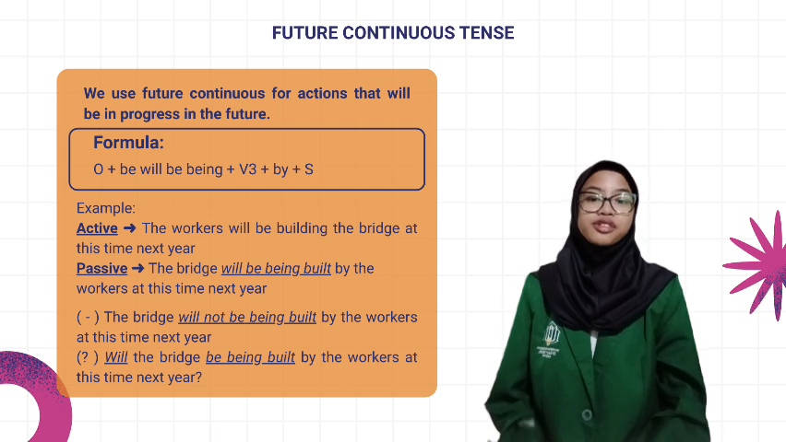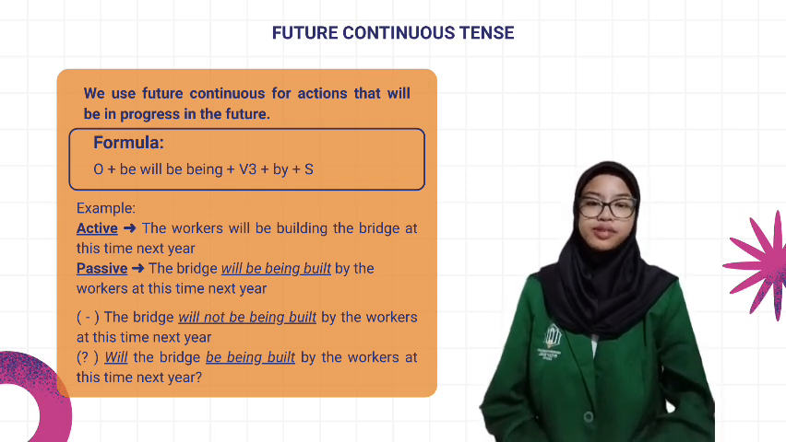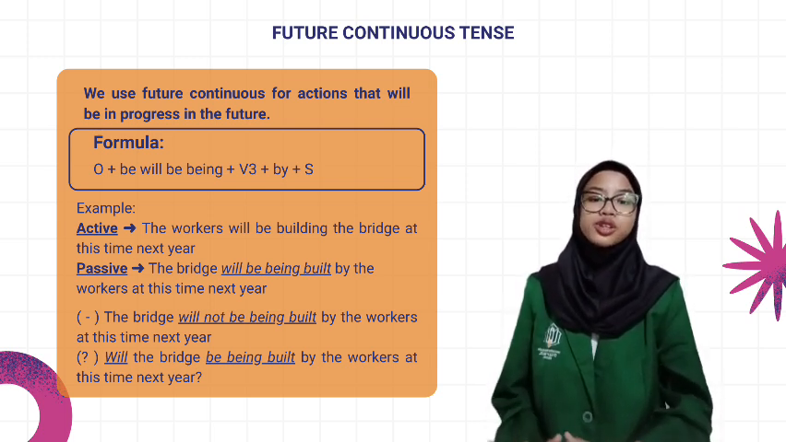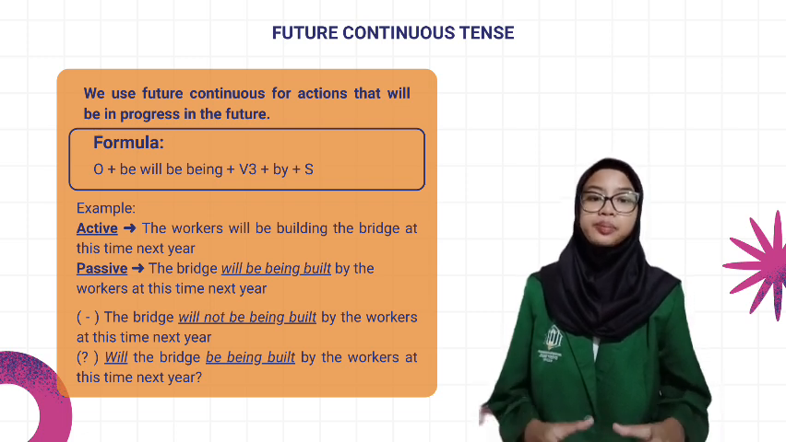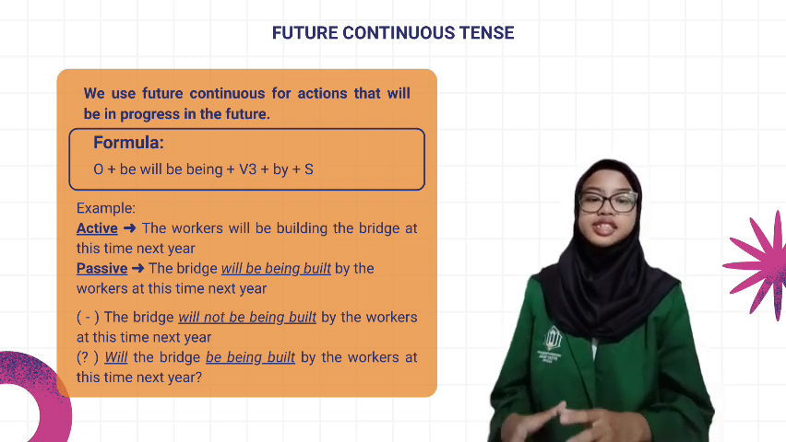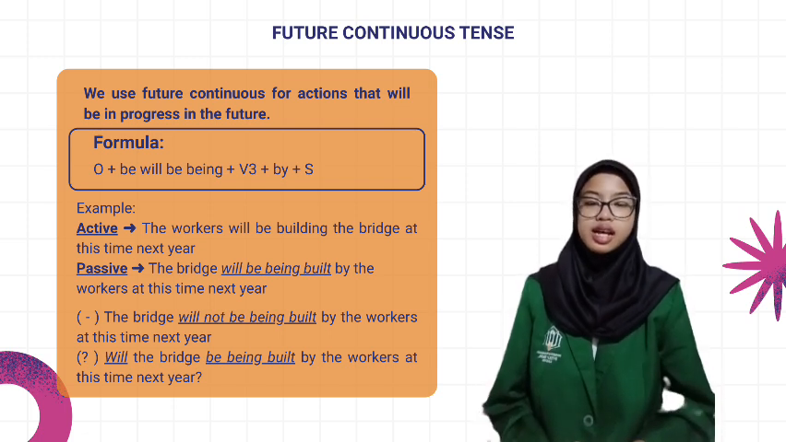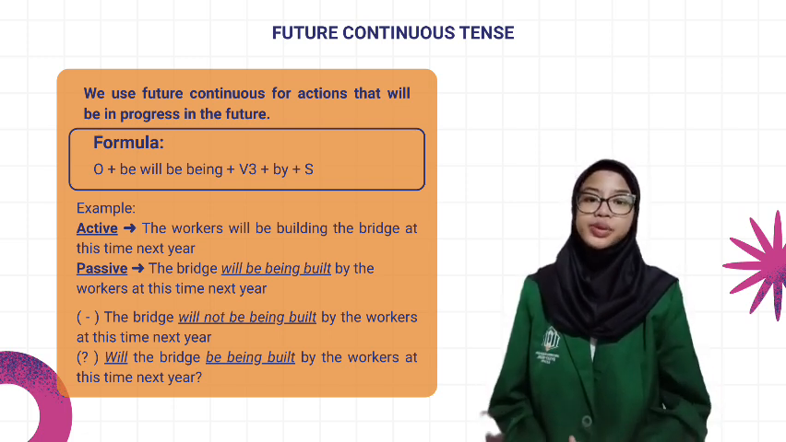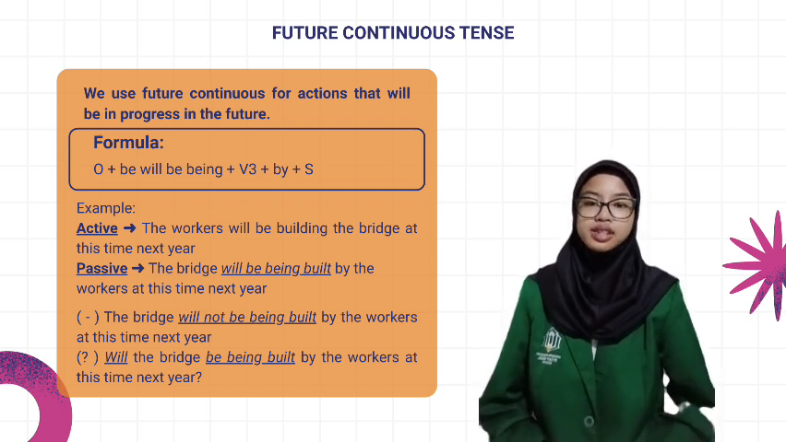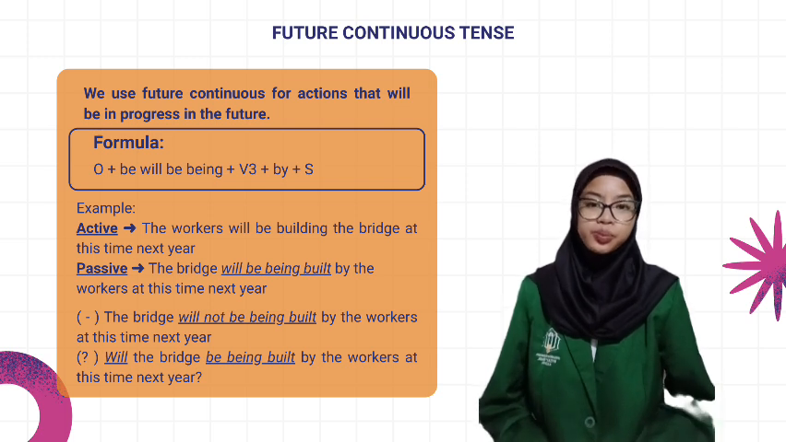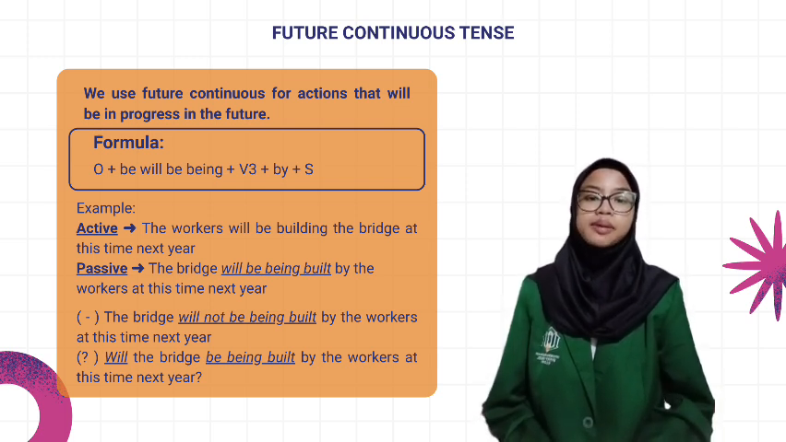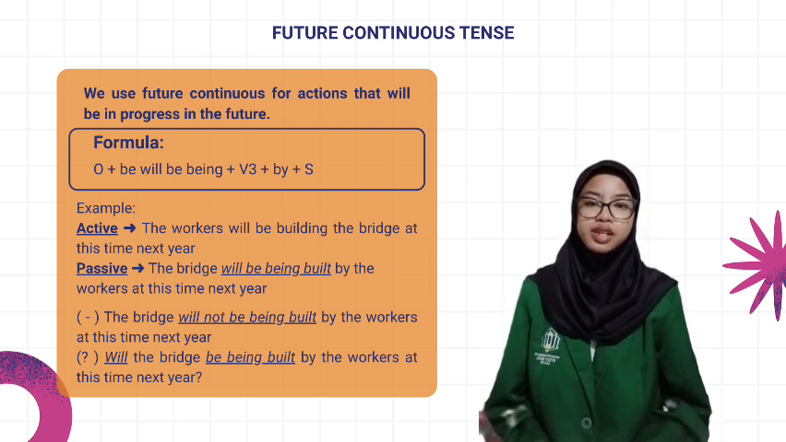Last, future continuous passive. The function: we use future continuous for actions that will be in progress at a certain time in the future. Artinya, kegiatan itu akan sedang berlangsung pada waktu tertentu di masa depan. Formulanya: object plus will plus be plus being plus verb 3 plus by plus subject.